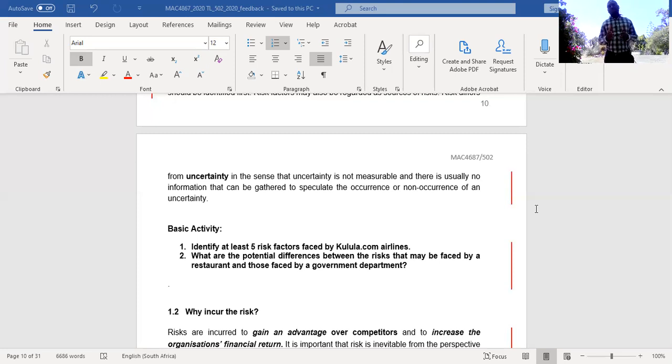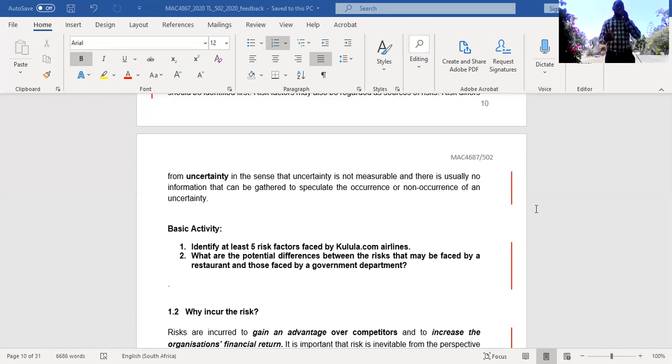So the question is not asking you for the risks that Kulula is facing, but risk factors, meaning the sources of those particular risks that Kulula can face. Now, what I normally would recommend you guys to do is basically to make use of the PESTLE analysis, because there will be political factors, right? Economic factors, socio-cultural factors, technological factors, right? Legal factors, institutional factors, as well as international factors. So these are the risk factors that Kulula faces.